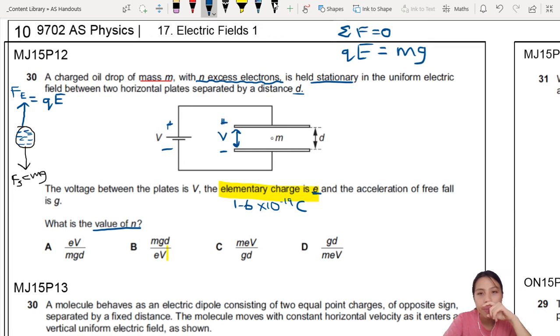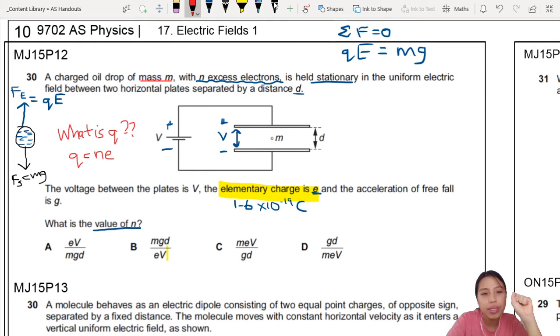So how do you find the charge of this oil drop? What is Q? Well, Q, the charge of that whole oil drop, will be the number of electrons times the charge of 1 electron. I repeat, N is how many electrons there are times the charge of 1 electron. This is the key to finish up this question. So then we know Q is Ne, so we have Ne equals mg.